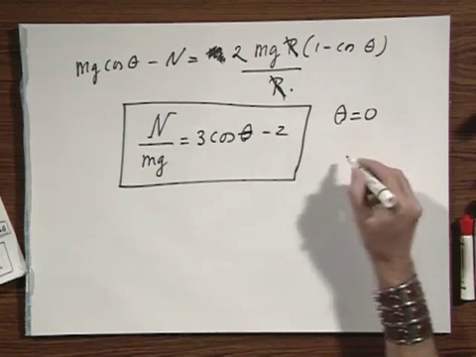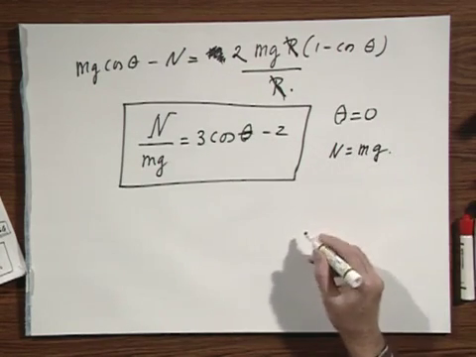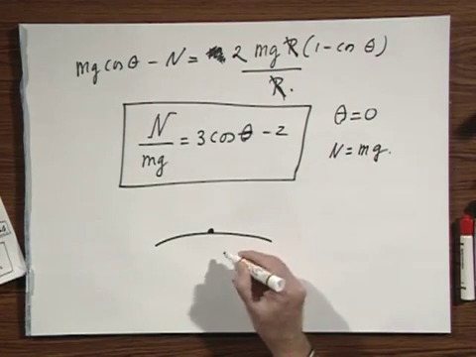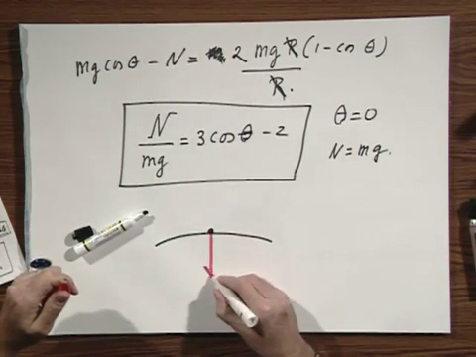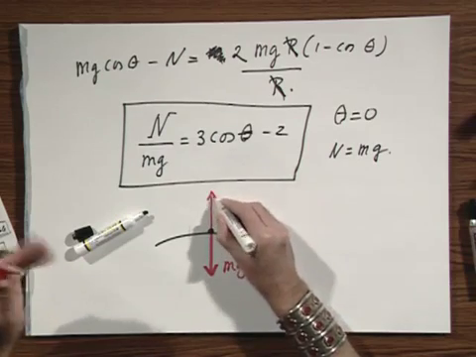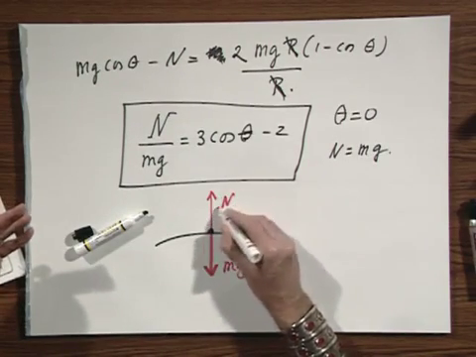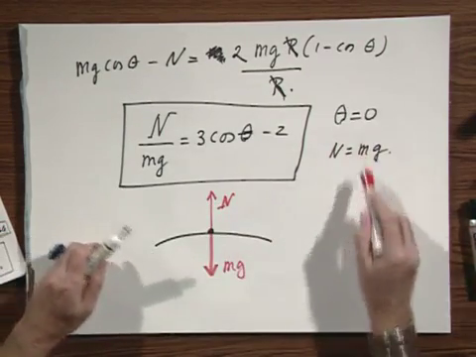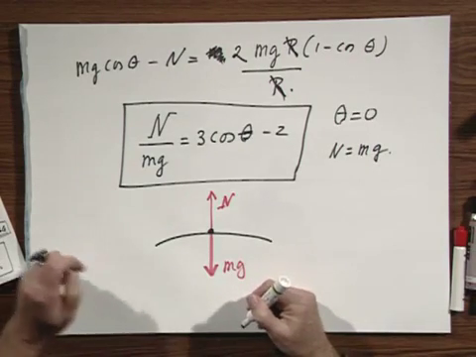3 minus 2 is 1, so you find N equals mg. Well, that's rather obvious. When she is sitting right on top of the igloo, then her mass is attracted by the Earth, mg, and there is no velocity, she is sitting still, so the normal force that she experiences from the igloo better be exactly equal to mg. So that is very pleasing.